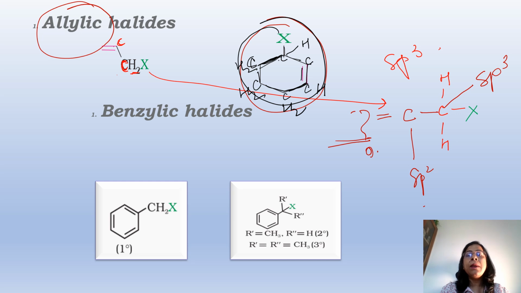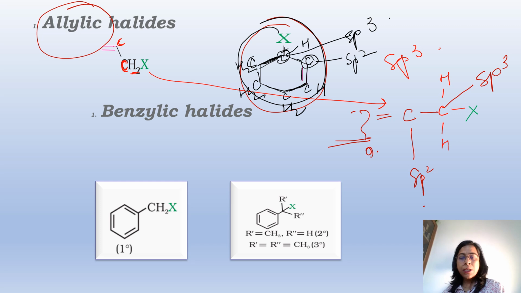So this carbon, because it is surrounded by single bonds all around, is sp3 hybridized. But what about its neighbor? Its adjacent neighbor, the carbon present just close to it, is sp2 hybridized. So the carbon adjacent to an sp2 hybridized carbon gives allylic halides. Hopefully this is clear. In case you want more examples, just let me know in the comments section.